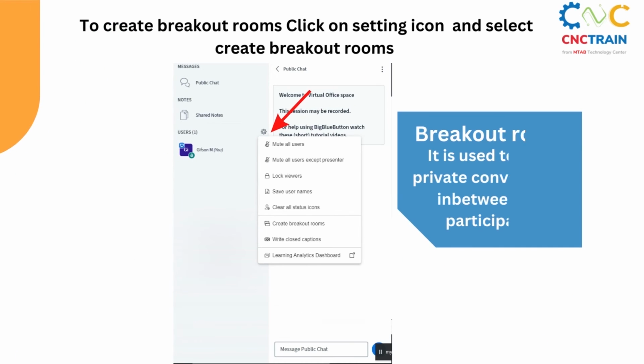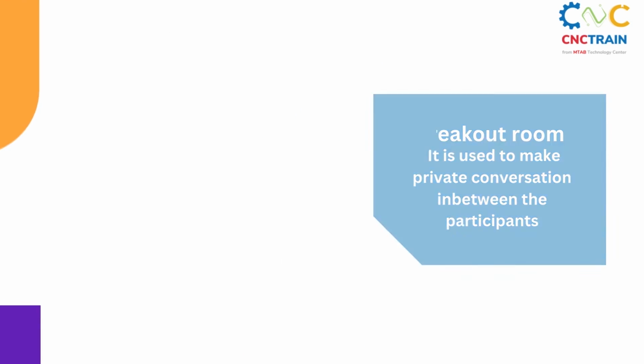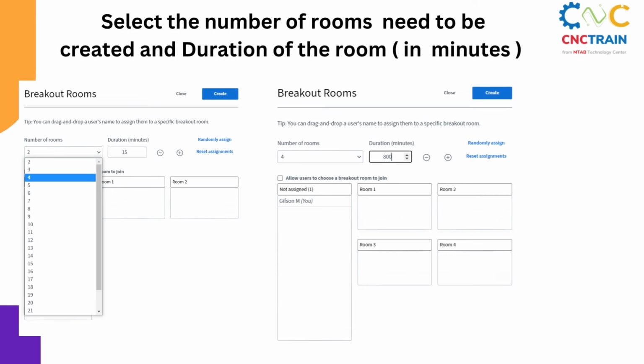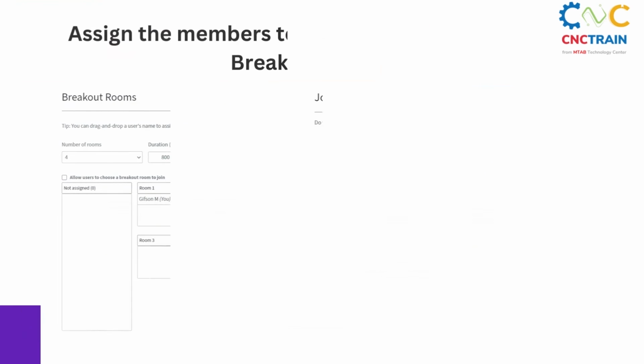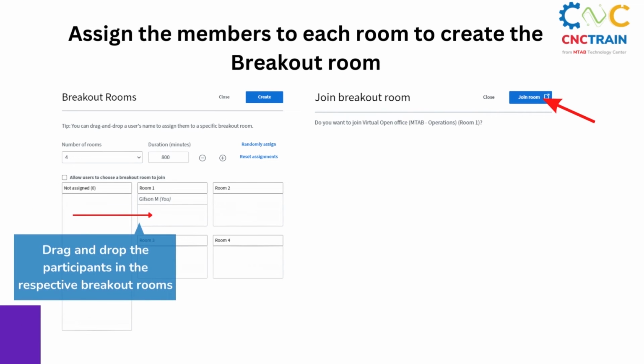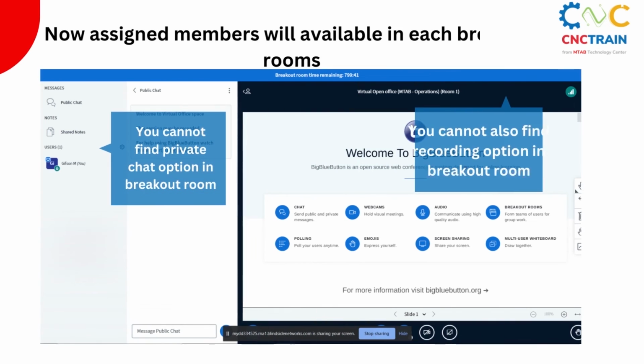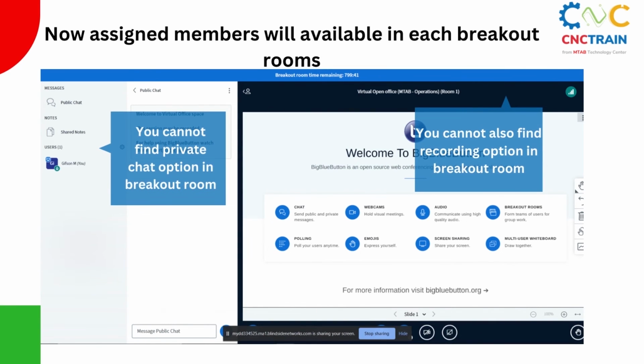We can also create breakout rooms. To create breakout rooms, click on the Settings icon and select Create Breakout Rooms for private conversation between the participants. Select the number of rooms to be created and the duration of the rooms. Assign the members to each room to create the breakout rooms. Now the assigned members will be available in each breakout room. You cannot find the private chat option and recording option in a breakout room.